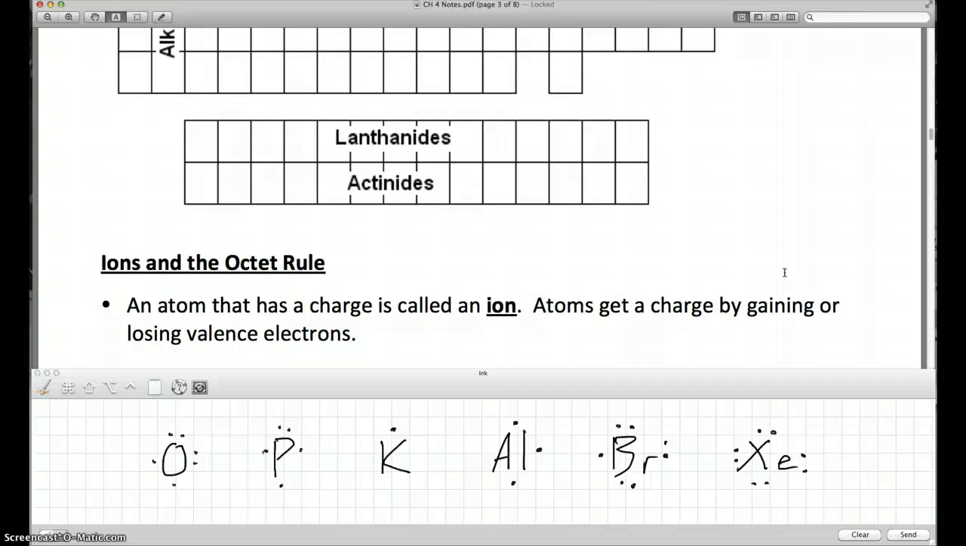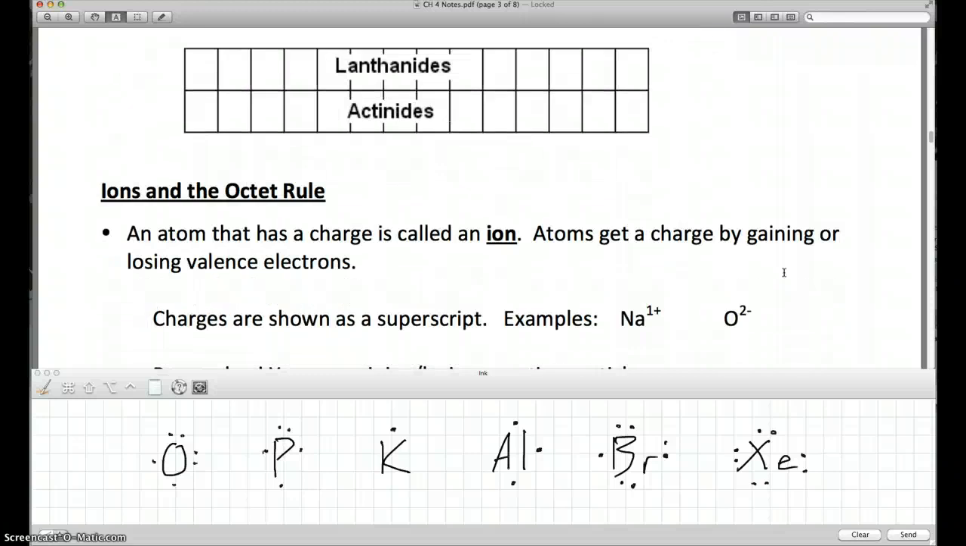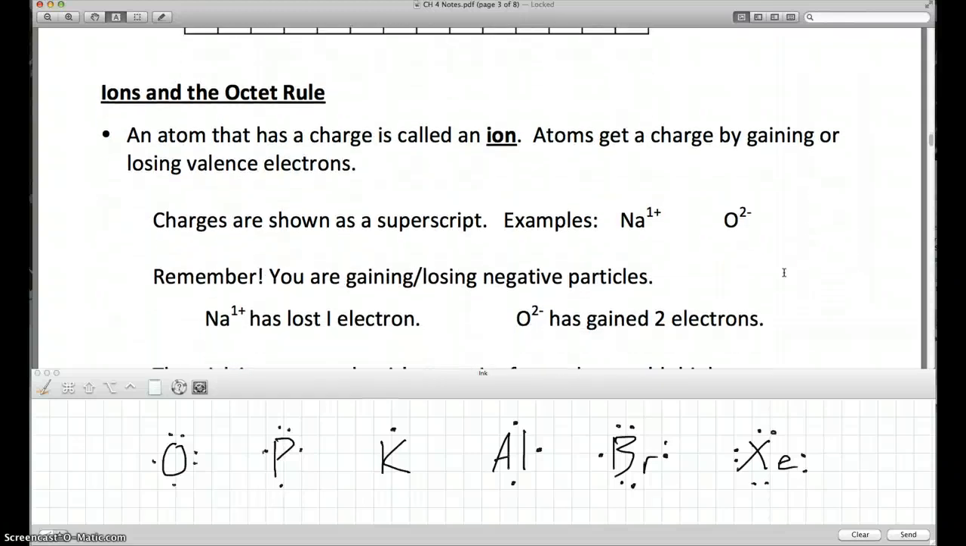Ions and the octet rule. We've talked a little bit about this last chapter. We defined what an ion is. An ion is an atom with a charge that got a charge by either gaining or losing outer electrons, valence electrons. Now, this is a very important concept in chemistry. And I just want to remind you, we talked about this last unit, that the little charge here is kind of opposite. 1 plus actually means that you lost 1 electron.